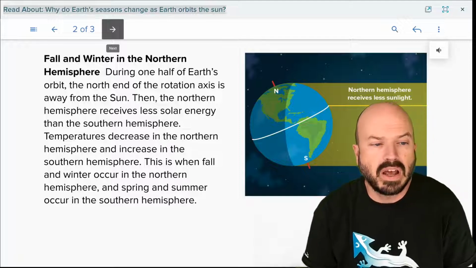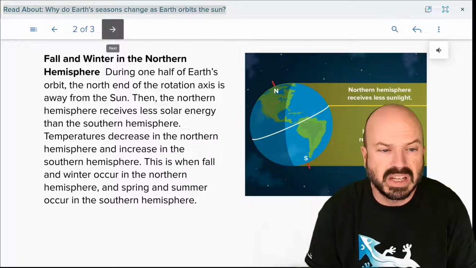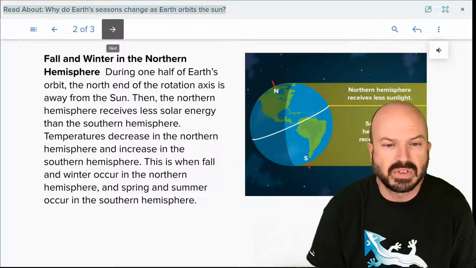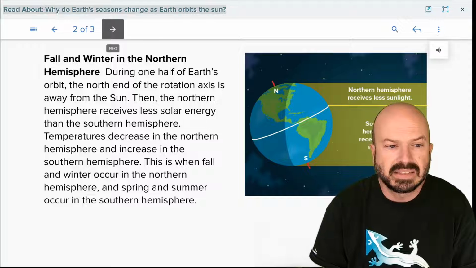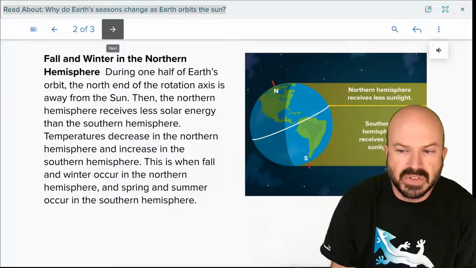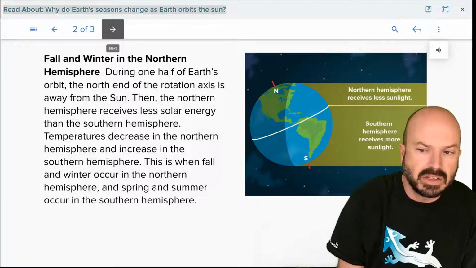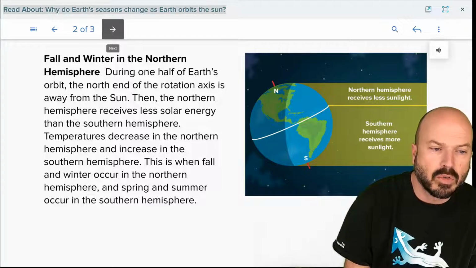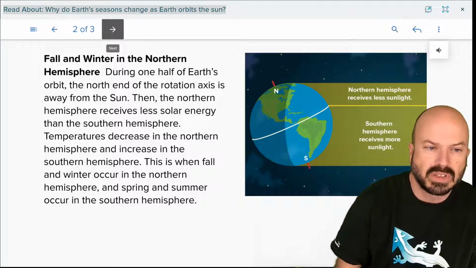Now, during one half of Earth's orbit, the north end of the rotation axis is away from the sun. Then the northern hemisphere receives less energy from the sun, and the southern hemisphere gets more. Temperatures decrease in the northern hemisphere and increase in the southern hemisphere. This is when fall and winter occur in the northern hemisphere and spring and summer occur in the southern hemisphere.